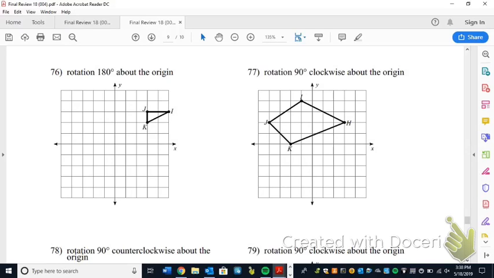77, rotation 90 degrees clockwise about the origin. This is a little trickier. So we're going this way because it's clockwise. And what we do is we go H down to the origin, and then we count the slope there. Okay, so that's a slope of up 2 over 3. So the line containing its image would need to be perpendicular to that. So negative 3/2. So we're going to go down 3 over 2, and that's H prime.